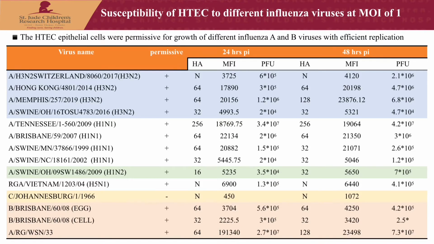Then we aimed to screen the susceptibility of the human tonsil epithelial cells to different influenza viruses at MOI 1. The human tonsillar epithelial cells were permissive for growth of different influenza A and B viruses with efficient replication. We screened different human H3N2 and swine H3N2, human and swine H1N1, one avian virus, one influenza C virus, and two influenza B viruses, and we used WSN as a control of a highly replicating pathogenic virus.